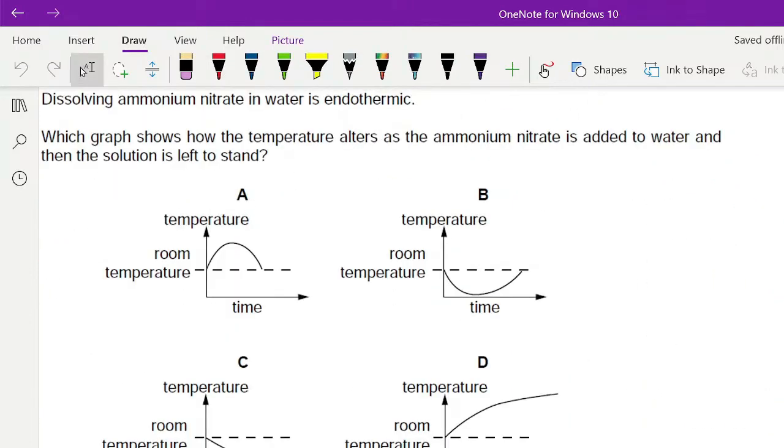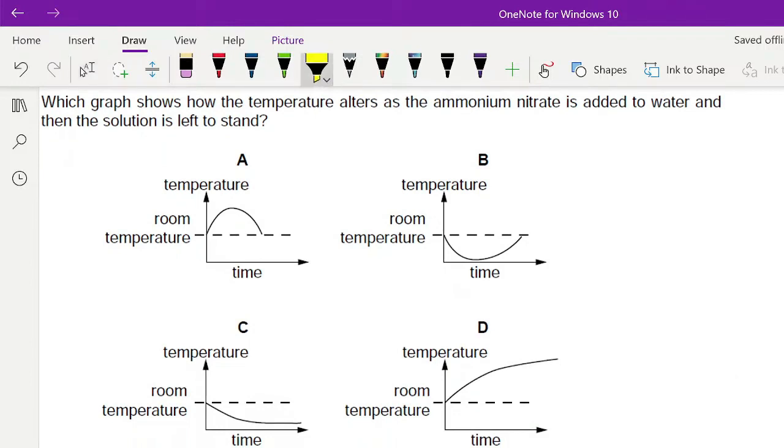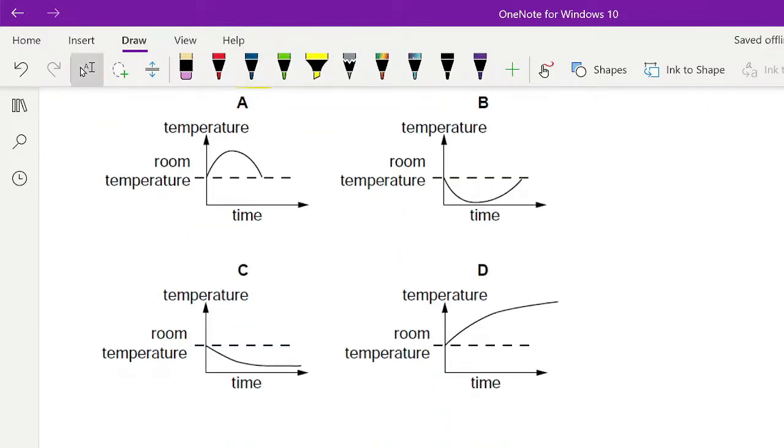Dissolving ammonium nitrate is endothermic. That means it takes in energy, so the temperature of the water decreases. Then it asks what happens to the temperature when the solution is left to stand. The temperature of the solution first decreases, and then it goes back to room temperature. So answer is B. It goes back to room temperature because there is no more reaction and no more energy getting absorbed. So it goes back to equilibrium.